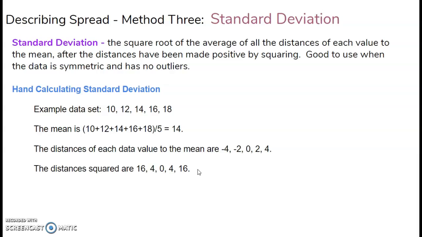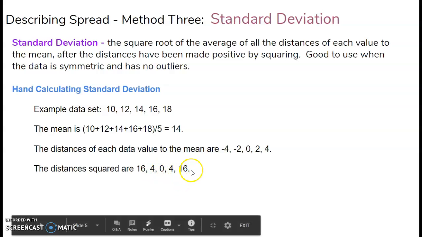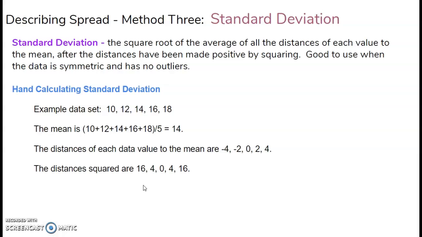Then I go ahead and square them all. Negative 4 squared is 16, negative 2 squared is 4, and so on. So 16, 4, 0, 4, and 16. Notice that they're all positive now, which makes taking the square root of that easier after.